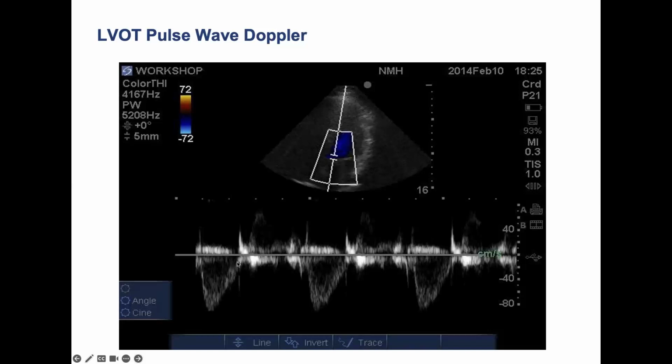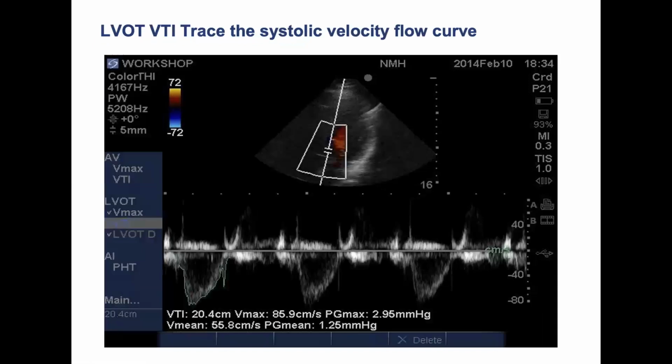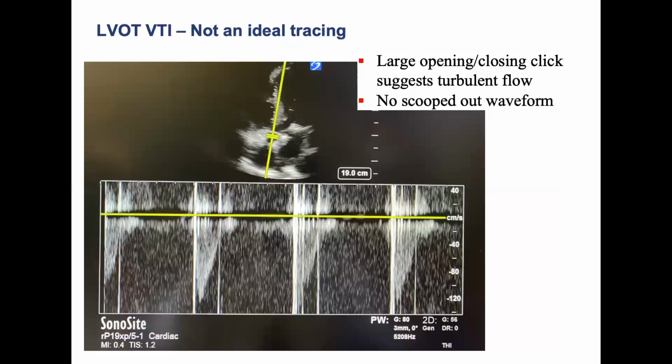I also have, you can see, a tiny closing click right here, this little thin line. That also tells me I'm in a pretty good location. So once that happens, I would freeze my image and I can trace this velocity curve right here. This one is 20.4. We said normal was 18 to 22, so already I kind of know that this is probably going to be a normal cardiac output.